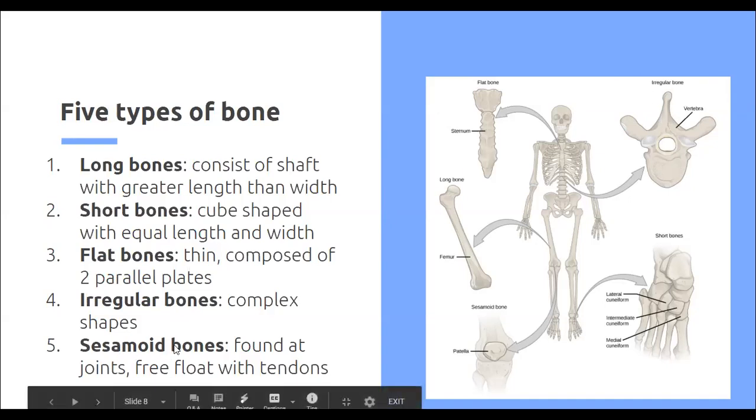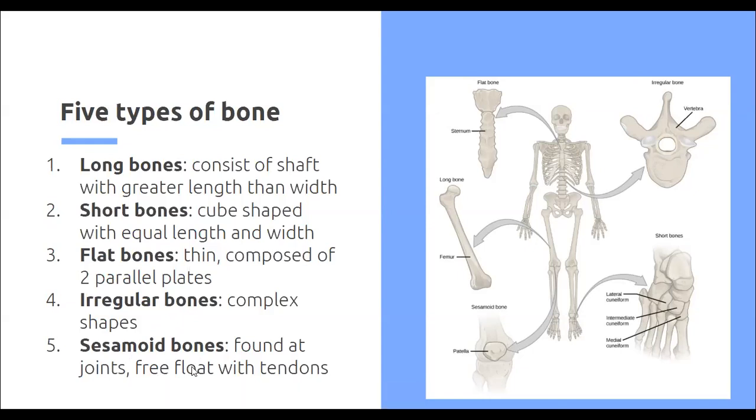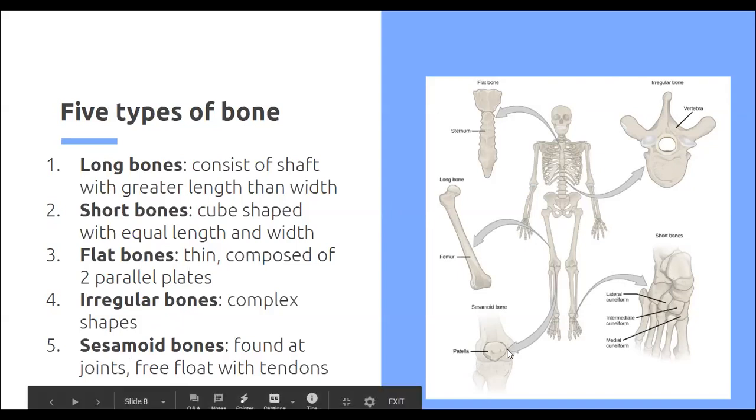And then we have sesamoid bones, and these are found at your joints, and they free float with your tendons. Tendons we'll discuss later, but tendons connect your bones together with muscle tissue. An example of a sesamoid bone is your patella, which is your kneecap that goes right on your knee. Your knee is actually a joint, where you can bend it. So sesamoid bones are always found at joints. Another example is your elbow, and they free float with tendons. Right under the patella, there is a tendon connecting everything together. And yeah, those are the 5 types of bone.